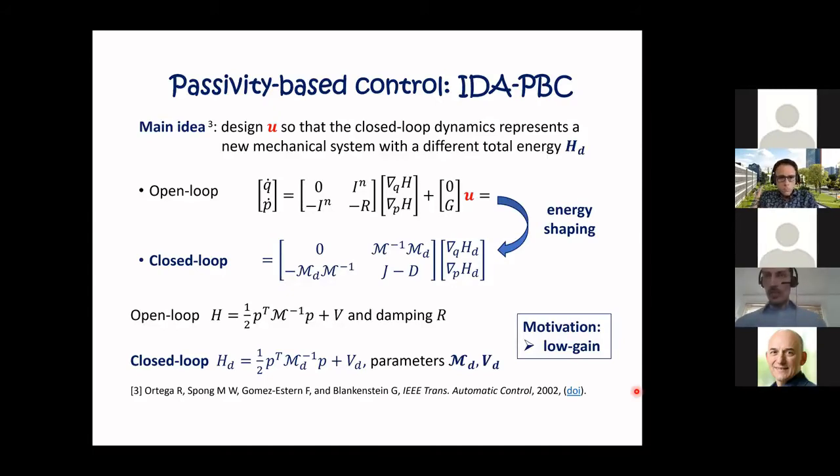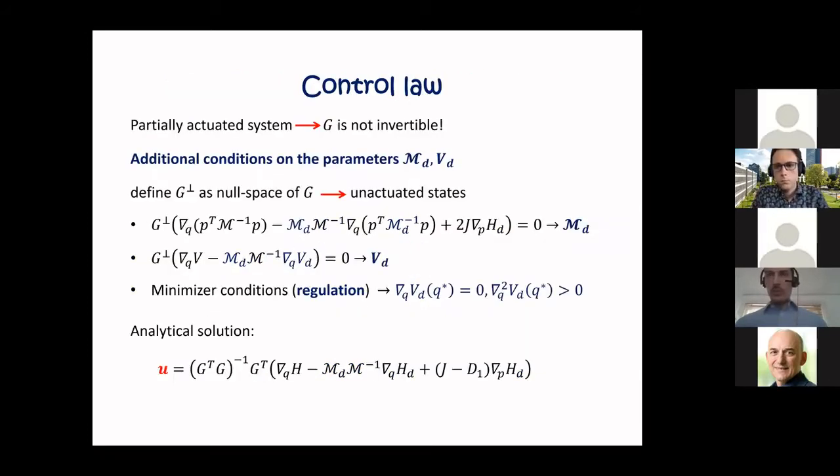So how do we go about applying such a methodology? Well, we said typically we deal with systems that have fewer actuators than degrees of freedom, so G is not invertible. And this means, in an analytical sense, that we have additional constraints on our parameters, our inertia matrix and potential energy. We can define these constraints typically as partial differential equations.